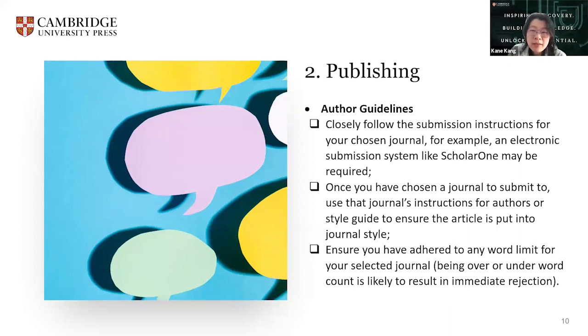For example, an electronic submission system like Scholar One may be required. So for most journals in Cambridge, I think 70% use Scholar One as a system. So check the guideline and make sure you have an account. And once you have chosen a journal to submit to, use that journal's instruction for authors or style guide to ensure the article is put into journal style. And ensure you have checked any word limit for your selected journal. Being over or under word count is likely to result in immediate rejection. So make sure you check those requirements about author guidelines.